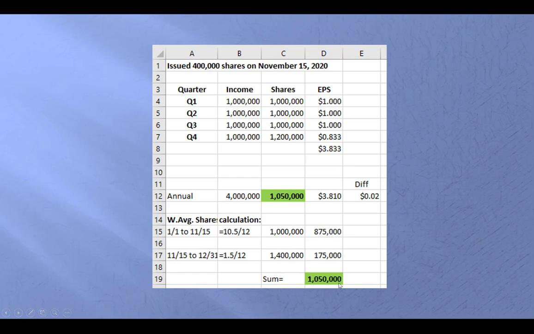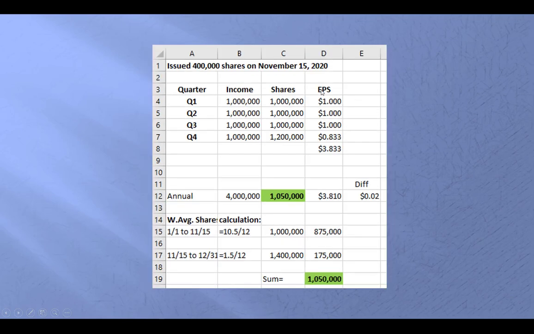Add weighted average, 1,050,000. So, 400,000 divided by 1,050,000, 381. Now I have a difference of 2 cents. One more example.